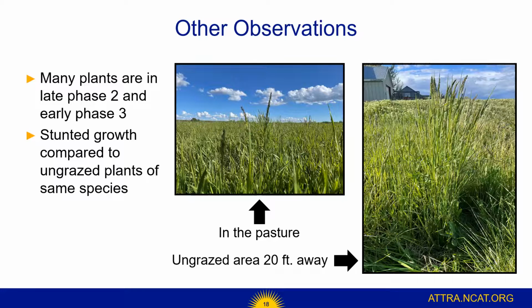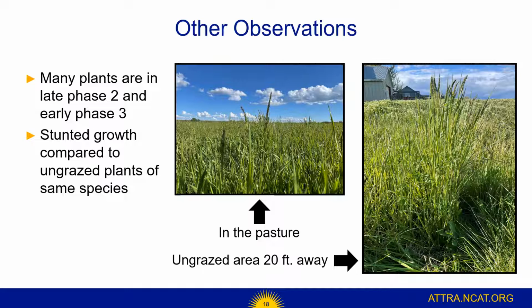So I was thinking that most of the plants were either in the vegetative or the elongation growth phases. But when I got closer, I could see actually most of the plants were either in the late elongation or the early reproductive growth phase. But the plants were stunted. And the way that I knew that the plants were stunted is I looked at the same species of plant just 20 feet away on the other side of the fence that wasn't under the same treatment as this pasture.